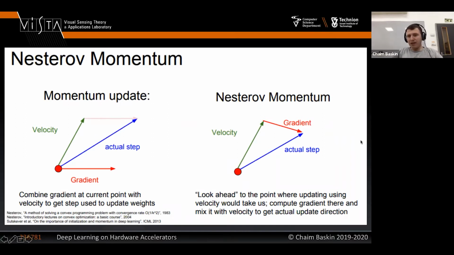And we have another modification of the momentum. The modification is Nesterov momentum. When we are talking about SGD plus momentum, it is almost identical to talk about Nesterov momentum because it's a more feasible and better way to use momentum. It's like a look ahead. The point where updating using velocity will take us, we compute gradients there and then mix it with the velocity to get the actual update. So we use velocity, and here we use the gradient for getting the actual step.